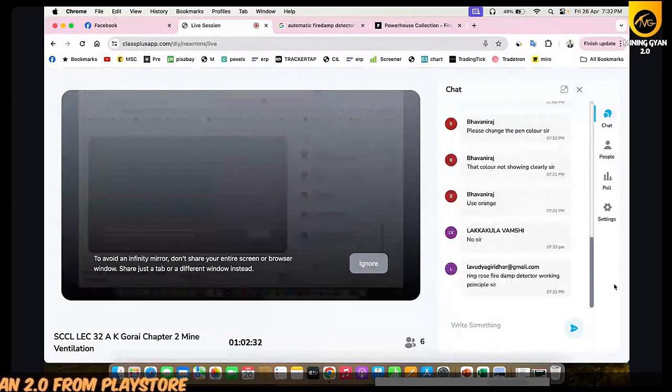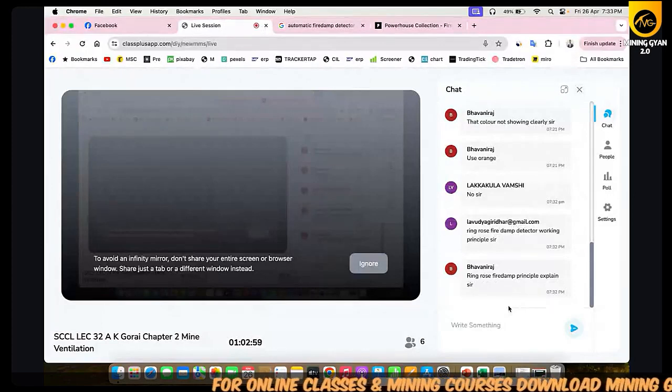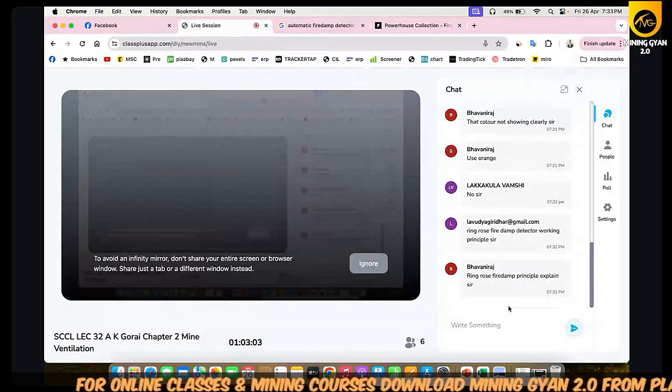Ringrose fire dam detector working principle, I told you, DCC. That means diffusion, combustion, and contraction. Ringrose fire dam we don't use in India, so I don't think they will ask you. Just remember the principle: diffusion, combustion, contraction.